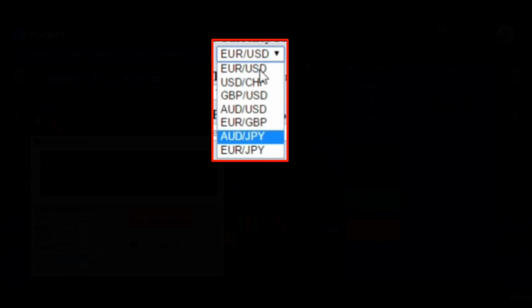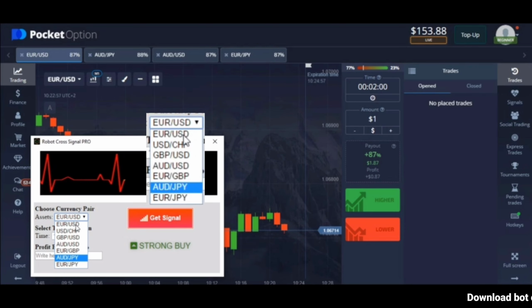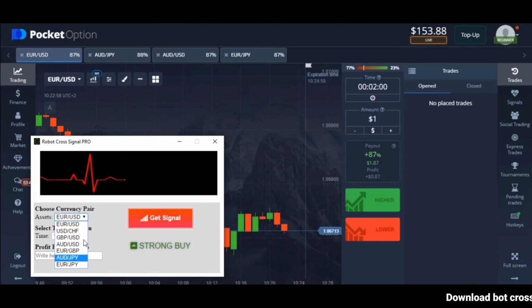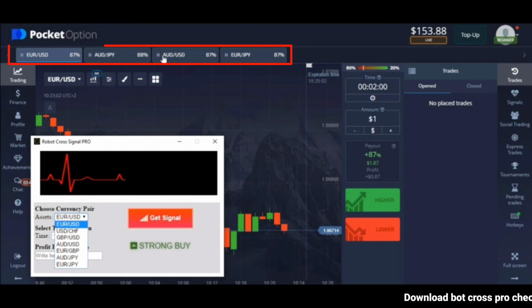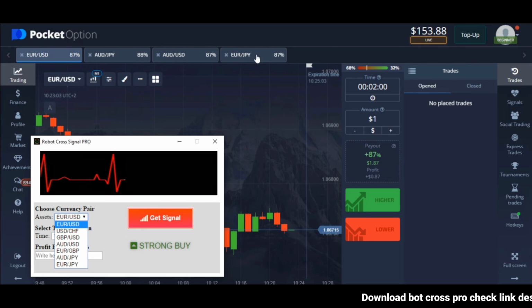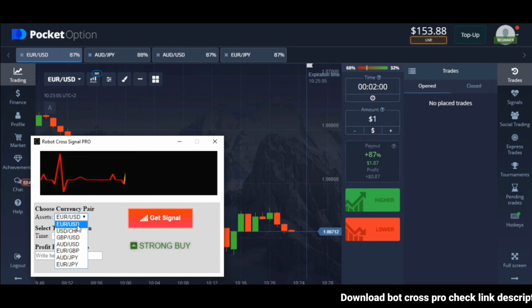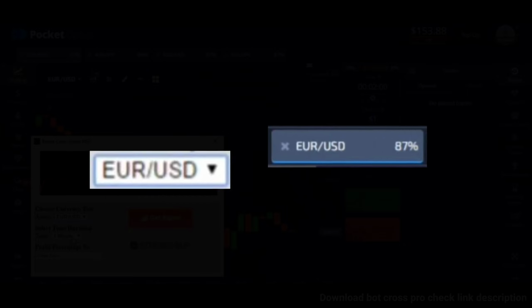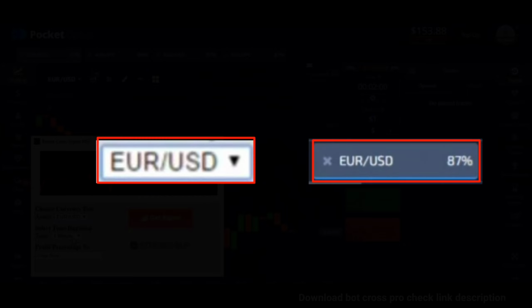All the Cross Pro bot markets that you can use in this trade. The best market I choose and use in this trade. Make sure the market you choose in this trade is already available in the Cross Pro bot signal. Then equate the Pocket Option market with the Cross Pro bot market.